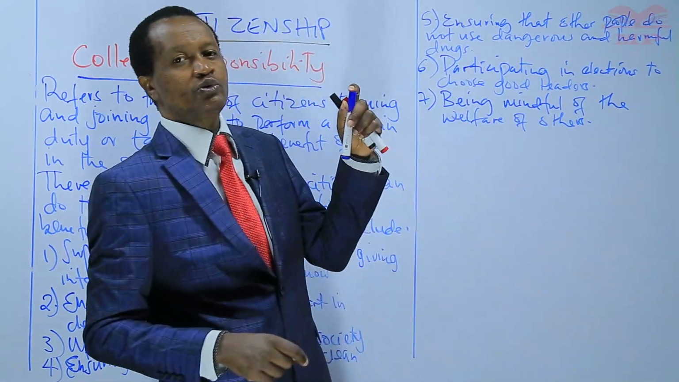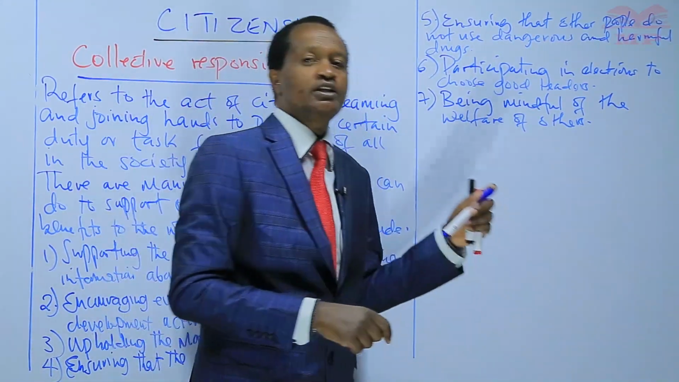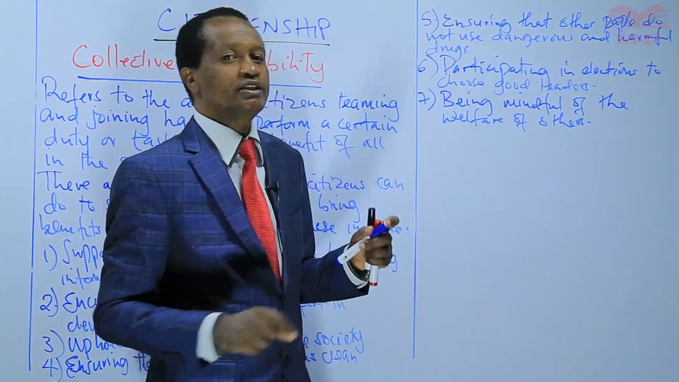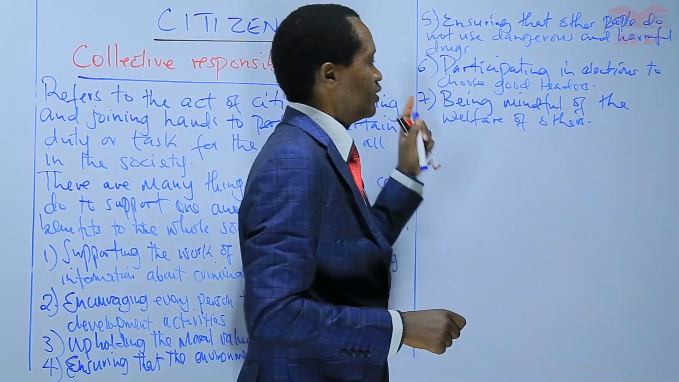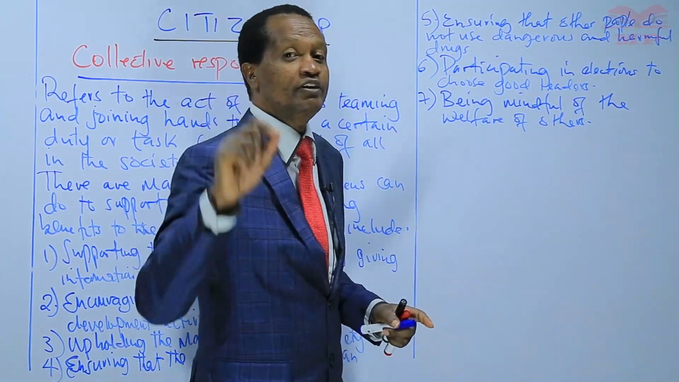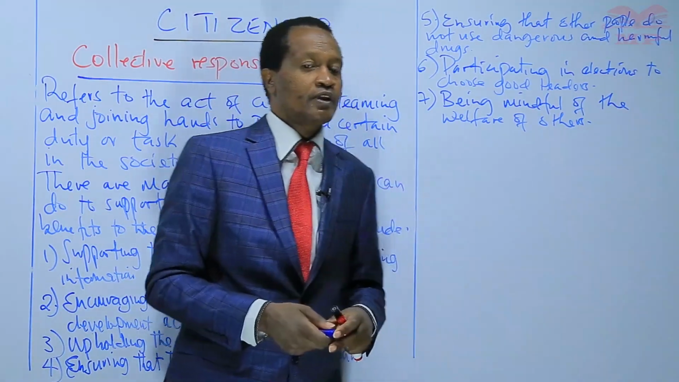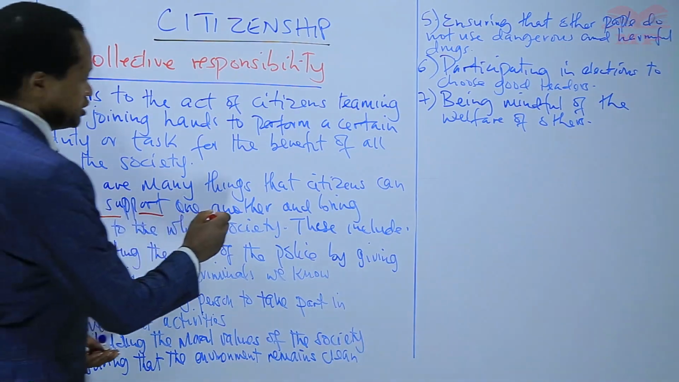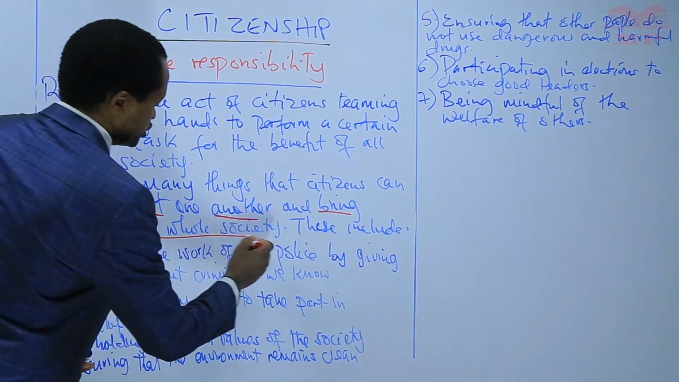We may have those who are socially and economically challenged, like the orphans, the street children, the widows, the widowers, and such like people in the society. So we need to be mindful of the welfare of others, including refugees. So learners, these are things that citizens can do to support one another and bring benefits to the whole society.